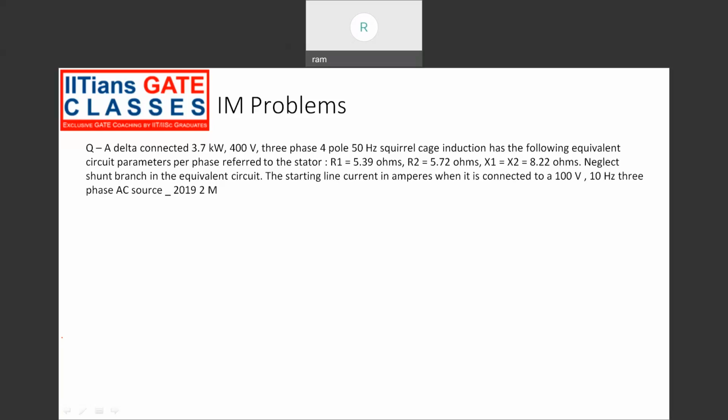It is specified that the rotor parameters are referred to the stator. Initially the machine is a 50 Hz machine, and now they are connecting it to a 10 Hz source. So when the source frequency is changed, only the reactance will change, right?